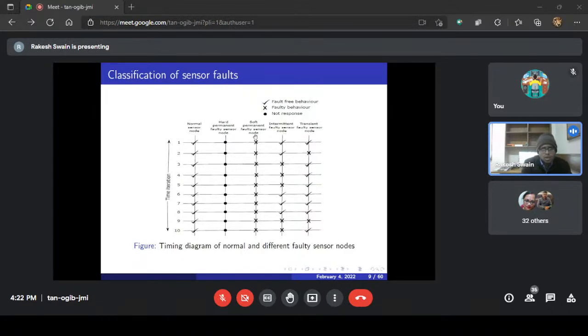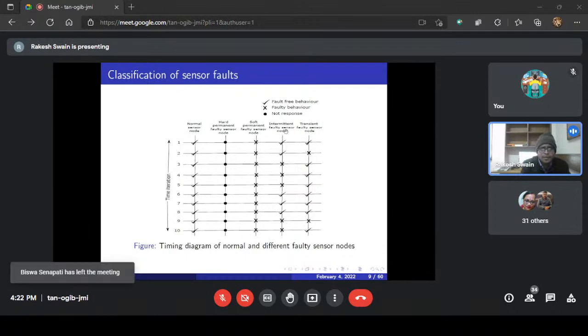But for the sub-permanent fault, what happens? You can see the cross symbol. Each time it responds, but whatever the result is, it is erroneous. And the intermediate fault maintains a series. Means at some point of time it will be fault free, then faulty, then fault free, then faulty.